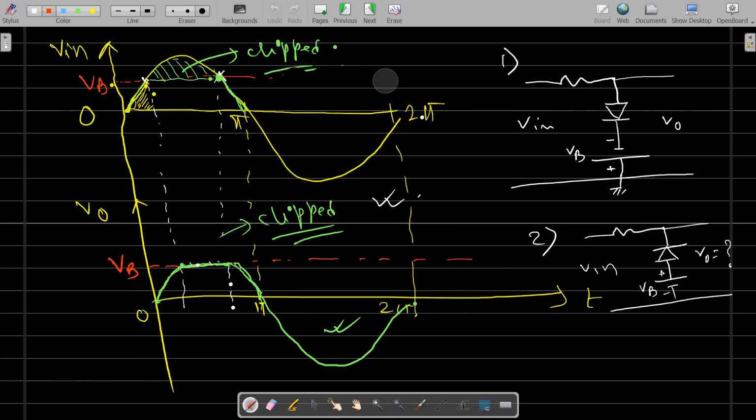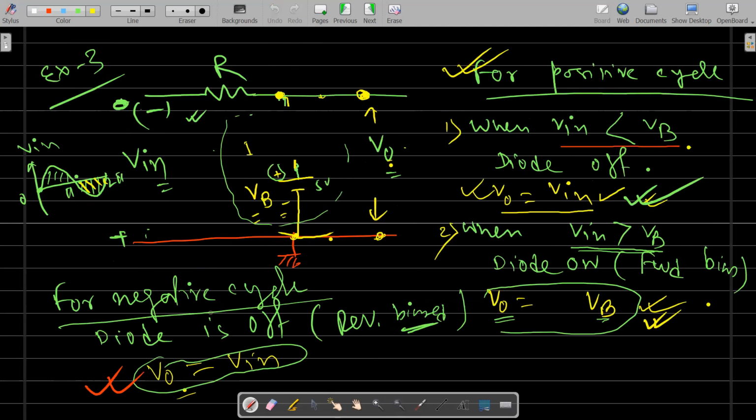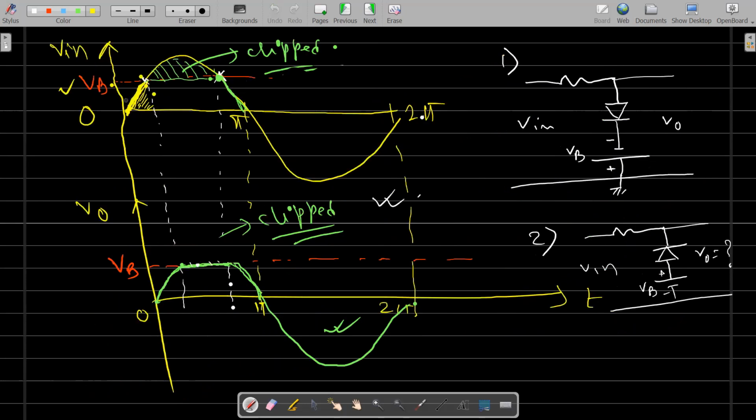Now we can plot the graph. So this is our Vin, the yellow line. And we draw the reference line, which is VB, let's say 5 volts. And let's draw the intersection point here. So for Vin less than VB, for this part, the result we got is V0 equal to Vin. So Vin and V0 are the same. It will follow the same graph.